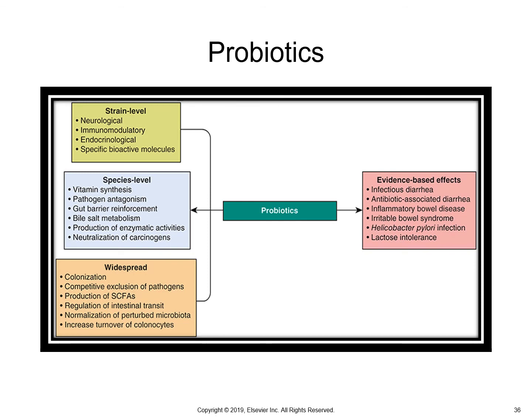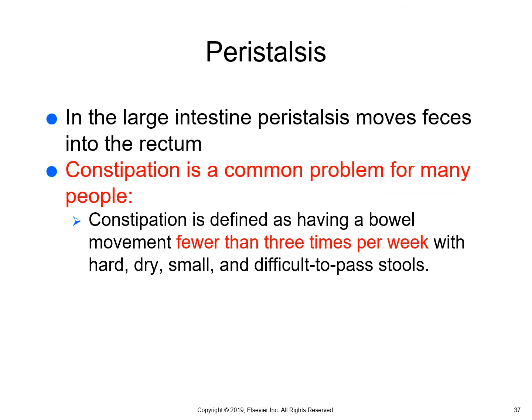Again, just a chart kind of showing you how that works. Probiotics in the middle, some effects, diarrhea, antibiotic-associated diarrhea, inflammatory bowel disease, irritable bowel, lactose intolerance, and then it kind of gives you the strain, the species, and how widespread that could be. Peristalsis, like we said, in the large intestine, that is that involuntary contraction again, and it's going to move that fecal material into the rectum.